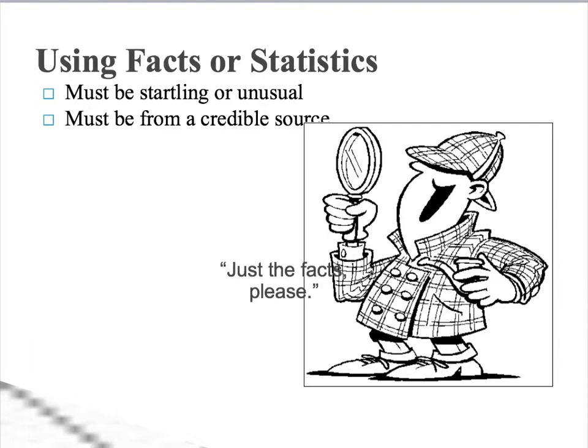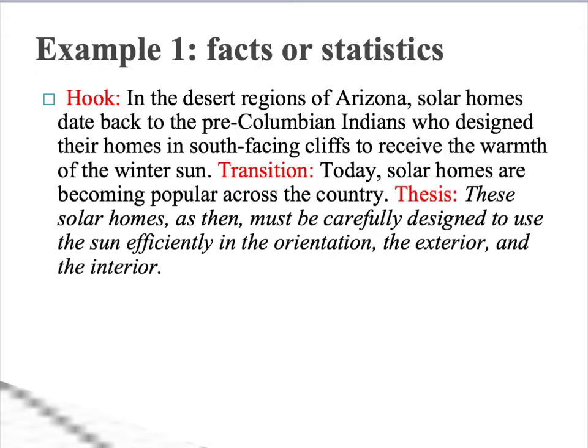All right, another hook can be using facts or statistics. Please remember the facts should be unusual and they must be from a credible source. Don't get facts from friends and put those in an intro. It's not believable. Okay, example 1. In the desert regions of Arizona, solar homes date back to the pre-Columbian Indians who designed their homes in south-facing cliffs to receive the warmth of the winter sun. The transition is today solar homes are becoming popular across the country. And here is the writer's thesis.